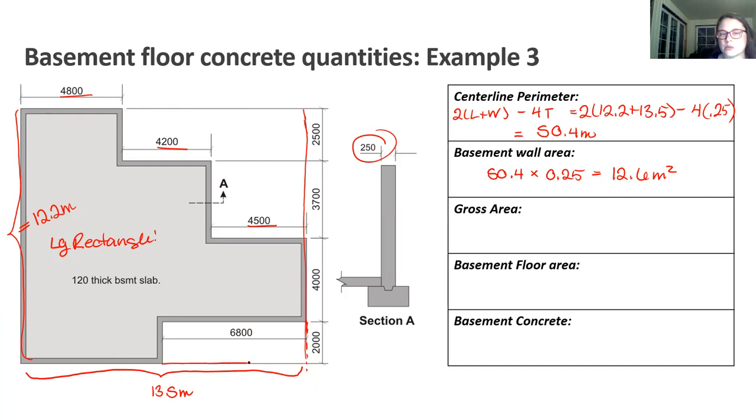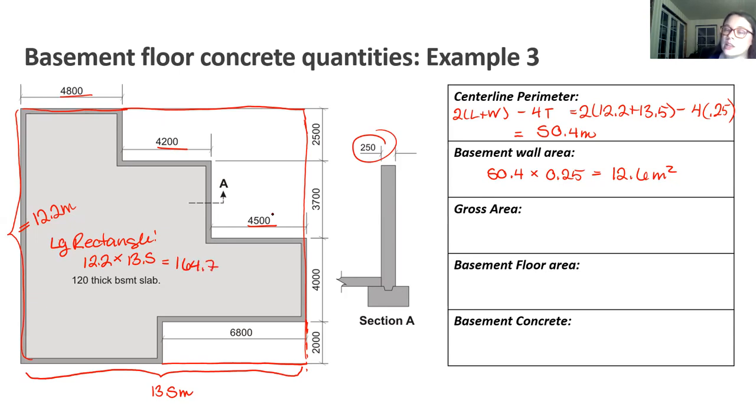So what we're doing is we're following, if there was a large rectangle outlining the exterior walls and basically everything that I have in red. So that's what I mean by the large rectangle. So what we're going to do is our length times our width. So we're going to do 12.2 times 13.5. 12.2 times 13.5 leaves us with 164.7.